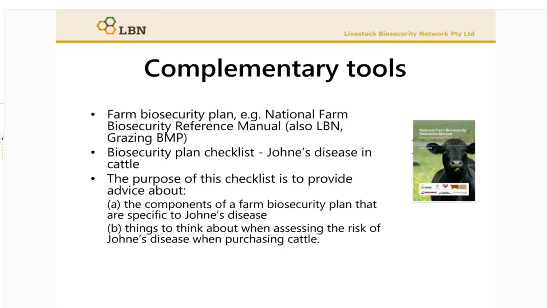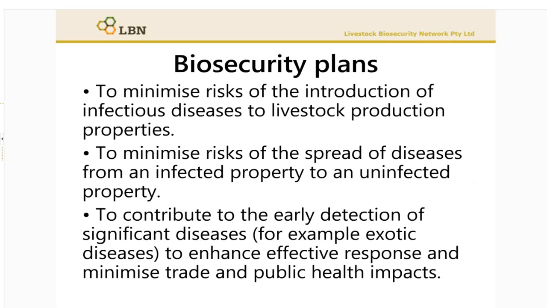Right. So the complementary tools, I suppose I want to talk about. First I'm going to talk about what a biosecurity plan is, and there's a lot of conjecture about this. The biosecurity plan basically is a plan which outlines what you do on your place to do a number of things in broad, holistic terms. One, to make sure that you minimise the risk of importing disease, and that may be a number of diseases on your property, but also making sure you minimise the risk of spreading disease.